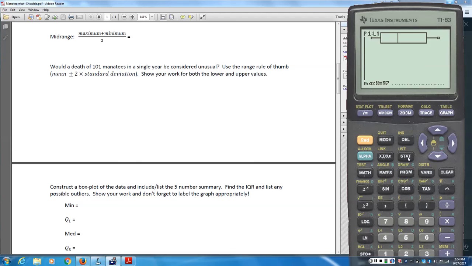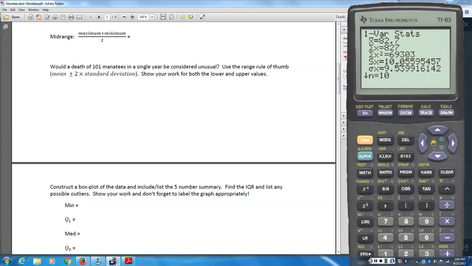So you can calculate that on your calculator. You go over to your one variable statistics, and we're using list 1, so I can just hit enter. So it says the mean is 82.7, and the standard deviation is, we're going to call that 10.1. Okay? So the standard deviation is 10.1. 10.1 times 2 is 20.2.